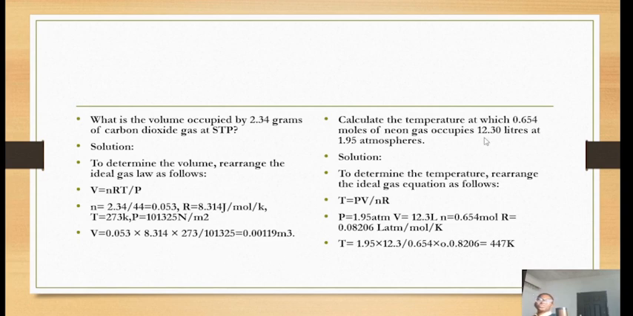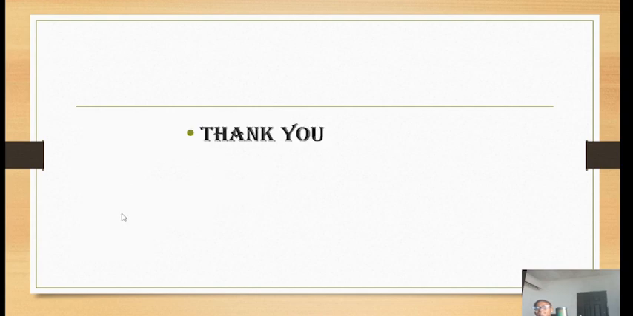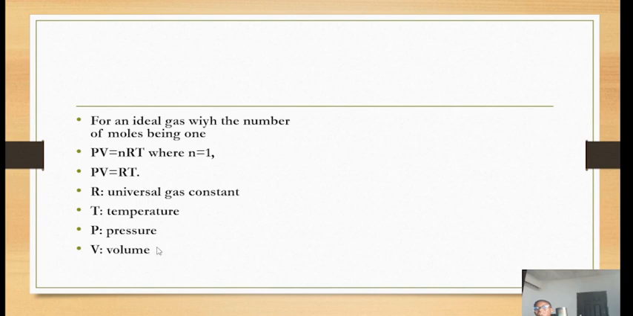This is another question using the same process. You will get it. Calculate the temperature at which 0.654 moles of neon gas. This is the mole. So using our PV equals nRT, we can get our temperature. For an ideal gas with number of moles being 1, PV equals nRT, where n equals 1. So PV will be equal to RT. R is the universal gas constant, T is temperature, P is pressure, and V is volume.